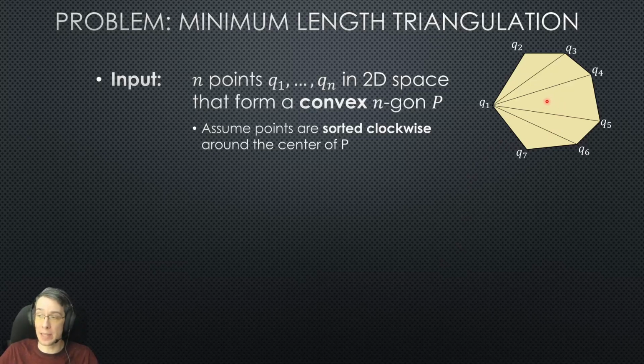So here you can see, if you just imagine the center of P, by the way, because it's convex, the center of P is inside P. If it's concave, then things get weird. But this is a convex polygon. And you can see that the points here are sorted clockwise, right? So 1, 2, 3, 4, 5, 6, 7.